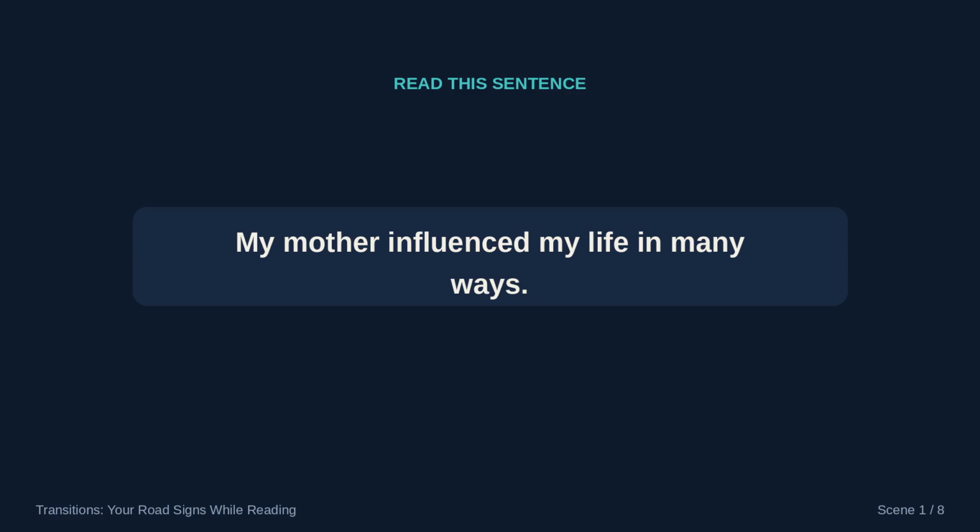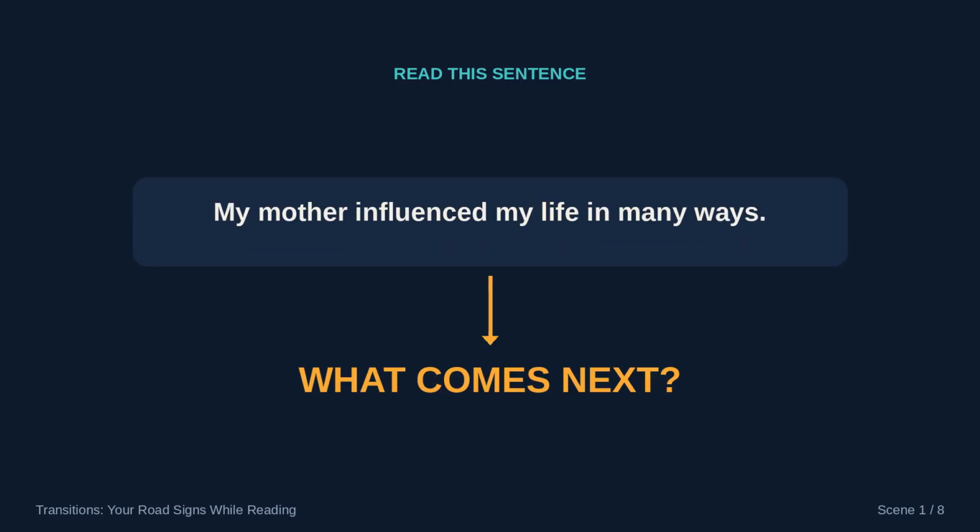When you're reading, how do you know where the writer is going next? One of the best clues is hiding in plain sight. Transitions. Think of transitions as road signs for readers. They tell you how one idea connects to the next.